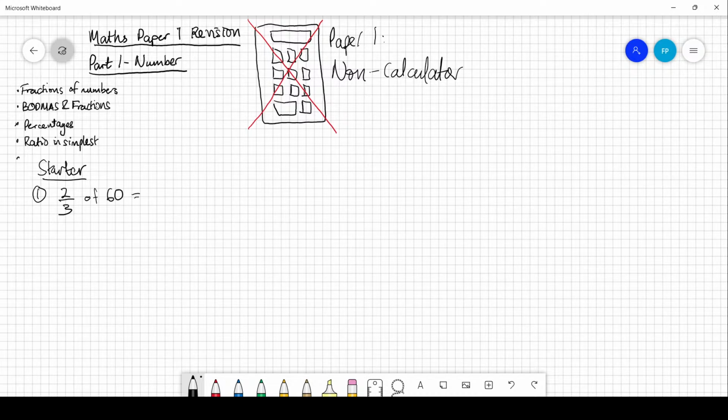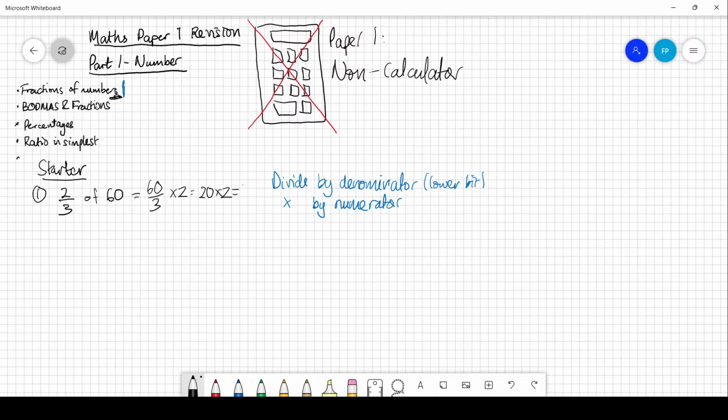Good. So our rule for finding fractions of numbers, which we are on right now, is we divide by the denominator, the lower bit, and then we multiply by the numerator. So for this, we'll get 60 divided by 3 times 2, which gets you 20 times 2 equals 40.